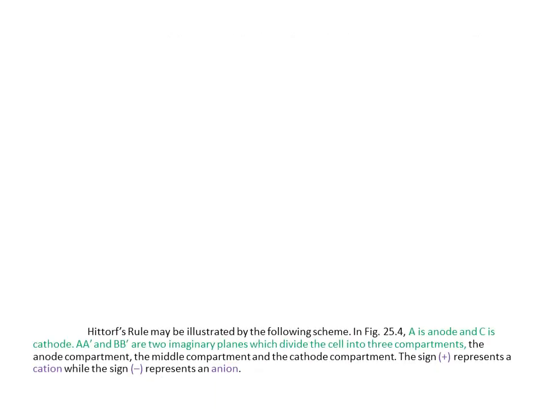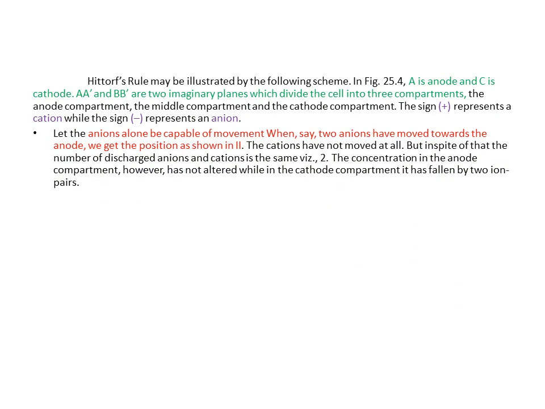Okay, see here. Now, Hittorf's rule can be illustrated in a figure, that is in the previous PPT. Here A is called the anode while C is called the cathode. Anode is a positively charged electrode while cathode is a negatively charged electrode. In the figure, AA dash and BB dash are two imaginary planes which divide the three compartments: the anode compartment, positively charged, the middle compartment, and the cathode compartment, negatively charged. The plus sign indicates the cation and the minus sign indicates the anion.